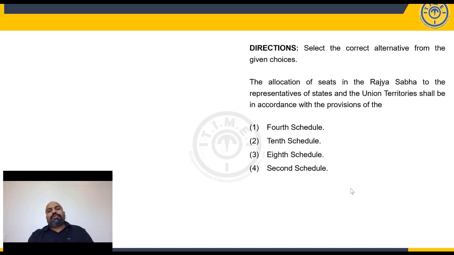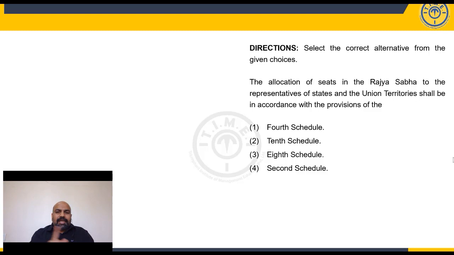The 10th schedule is about the anti-defection law. Anti-defection law is about where an MP or an MLA leaves a parent party and joins another political party. Okay, you often come across these kinds of incidents where an elected representative, an MP or an MLA, leaves a parent party and joins another party. This action is called defection.